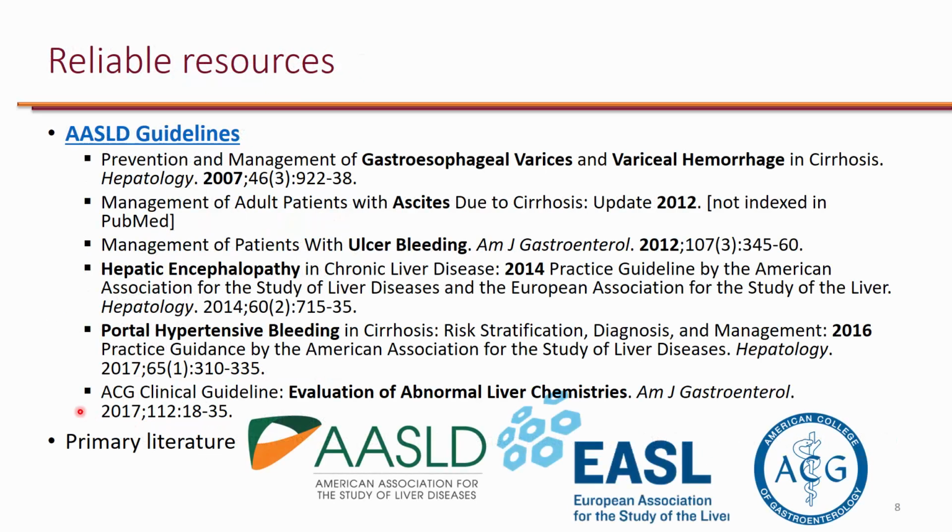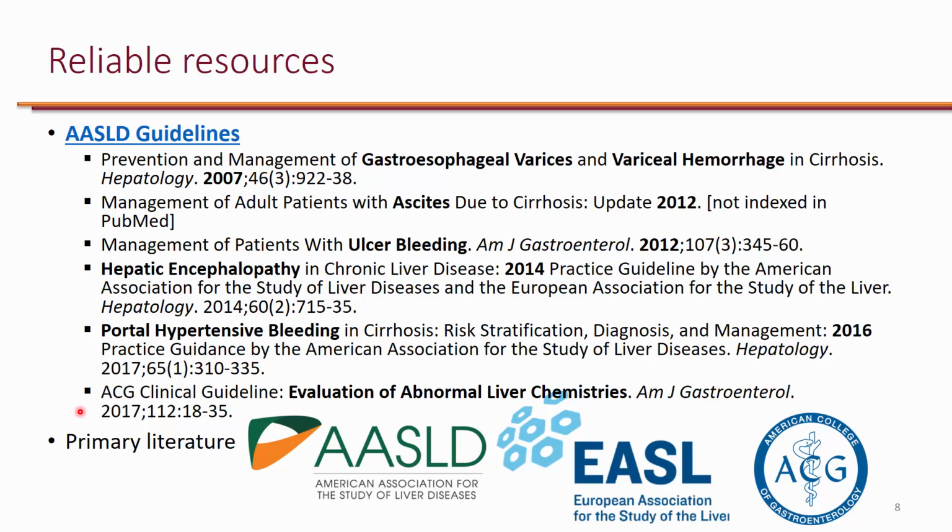Now, here are some reliable resources. When it comes to liver diseases, AASLD is the organization in the US. So AASLD is the American Association for the Study of Liver Diseases. So most of the guidelines are made by this organization. Now, the European counterpart is the EASL, or the European Association for the Study of the Liver. The reason I have listed EASL is because for one of these guidelines, they have actually joined forces to develop a guideline together. So AASLD and EASL together.